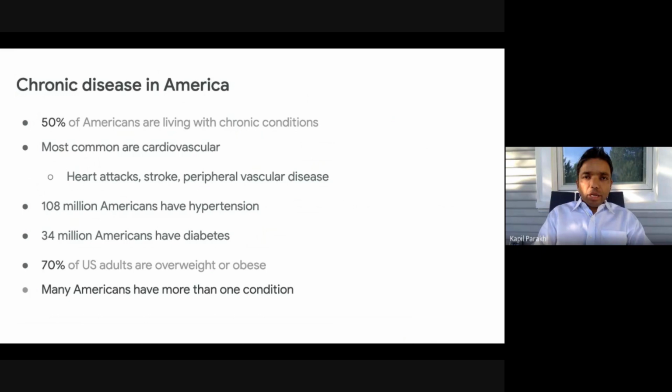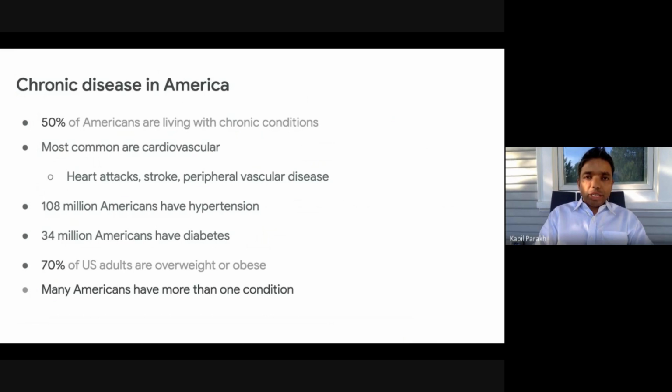Just a quick review of chronic disease in America. About 50% of all Americans are living with chronic conditions, and that's quite dramatic. Most of these chronic conditions are cardiovascular: heart attacks, stroke, peripheral vascular disease, and so on are the main culprits. But then there are others.